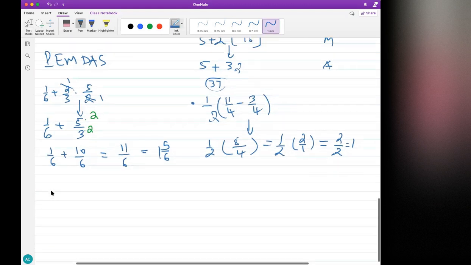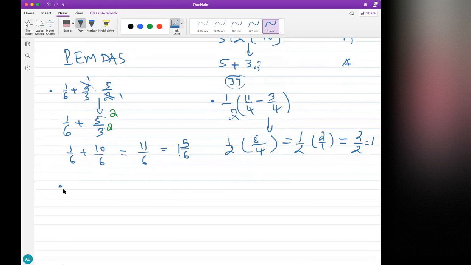One more example with fractions here. Say we have 2/5. We want to divide that by 1/10 and multiply that by 1/3. Okay. Again, no reason to panic when you see a bunch of fractions. We already know the order of operations. We just need to apply it.